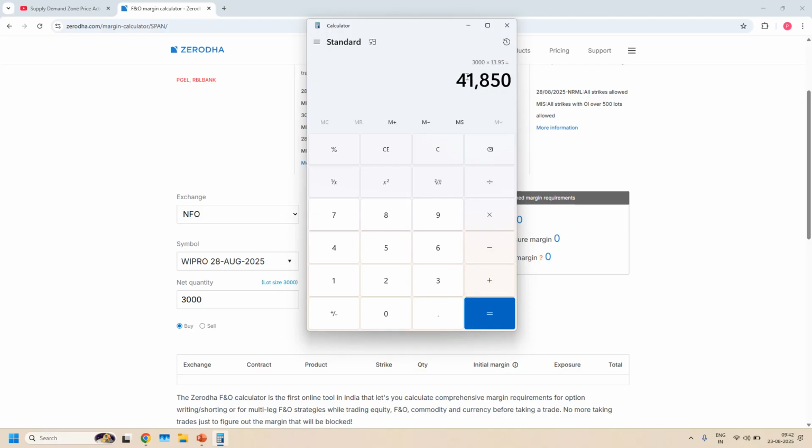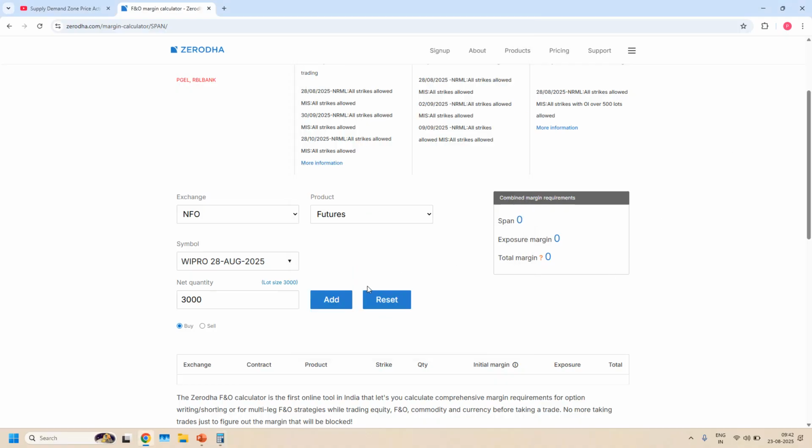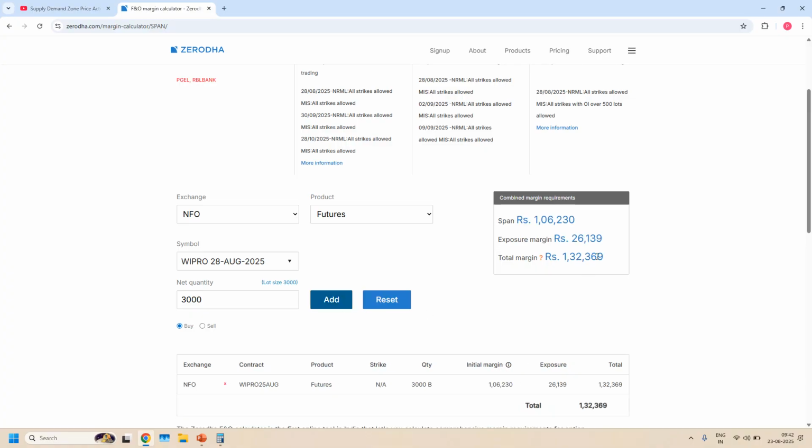You would have got 41,850 rupees profit as per one futures lot for Wipro in 8 trading sessions. Talking about not calendar days, trading days. What could be approximate lot size value? 1,32,000 for the current closing price.